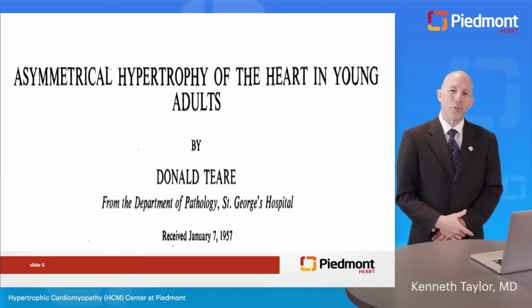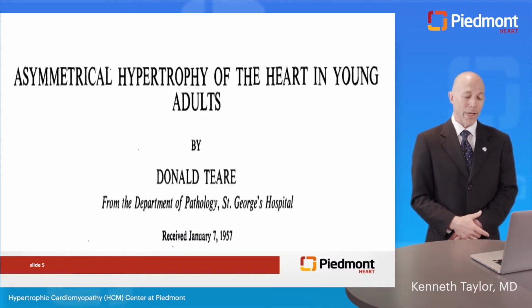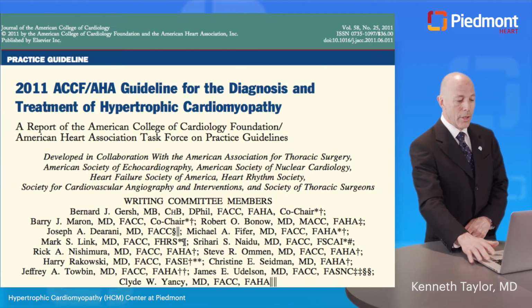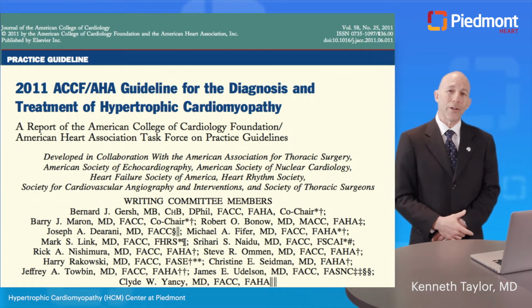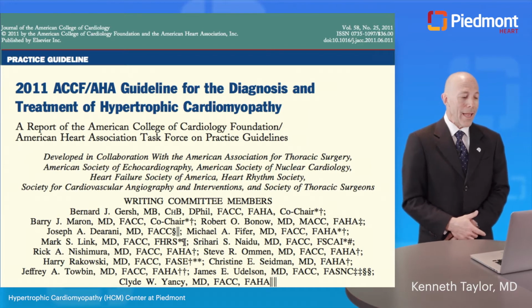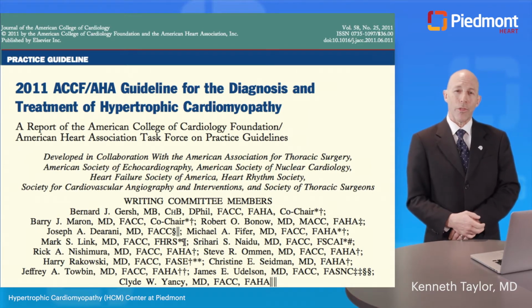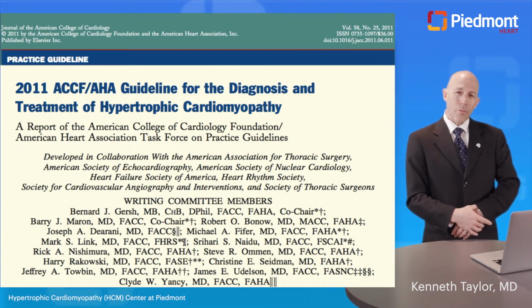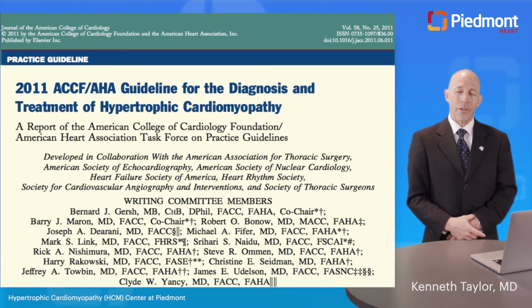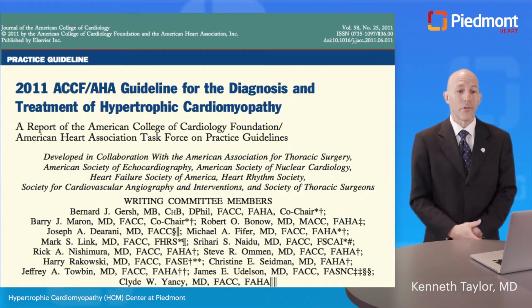Hypertrophic cardiomyopathy was first officially described in literature in the 1950s out of London, though there had been sporadic mentions of this disorder going back into the 1800s. Over 50 years later, in 2011, the AHA/ACC finally came out with a set of guidelines, and a lot of what we'll talk about today comes out of the guidelines. A new set of guidelines will be coming up this fall, so we'll have a new set of data coming up this year.